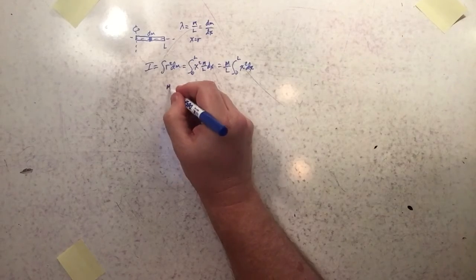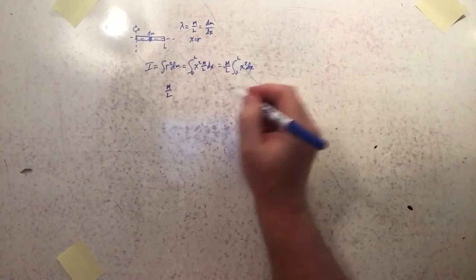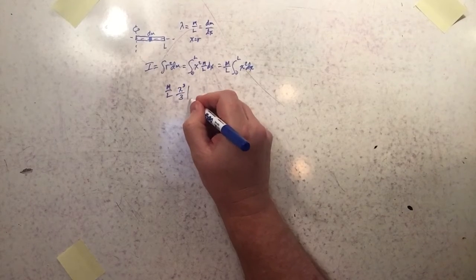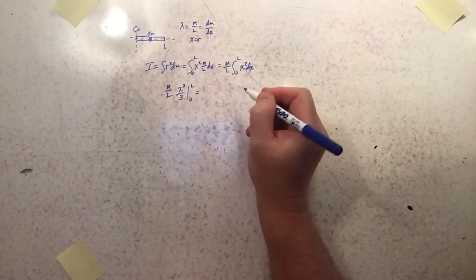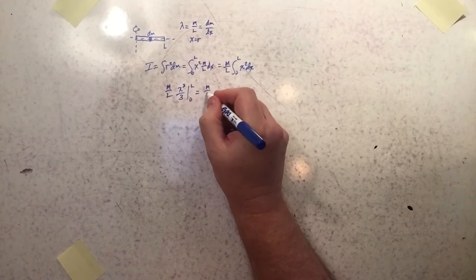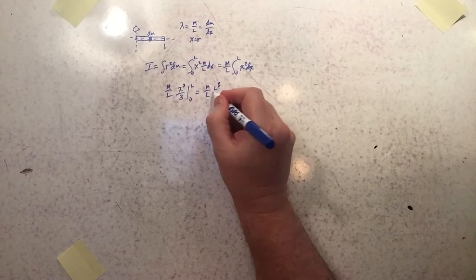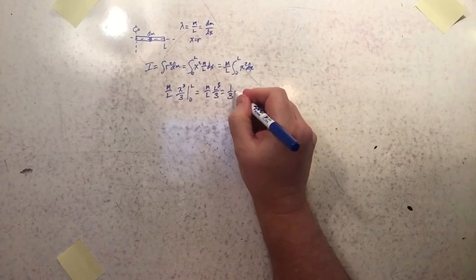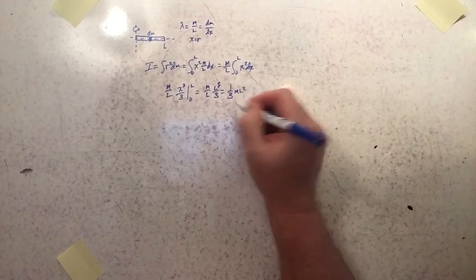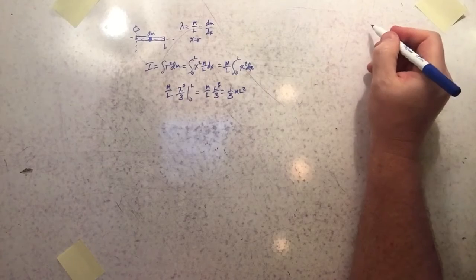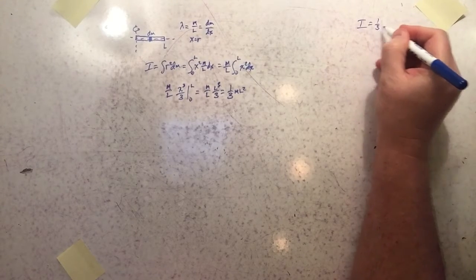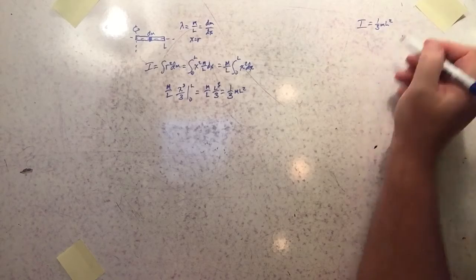And that makes m over L x cubed over 3 evaluated between 0 and L. And that's going to make m over L times L cubed over 3. And that makes 1/3 mL squared. And so a rod rotated about one end has a moment of inertia of 1/3 mL squared.